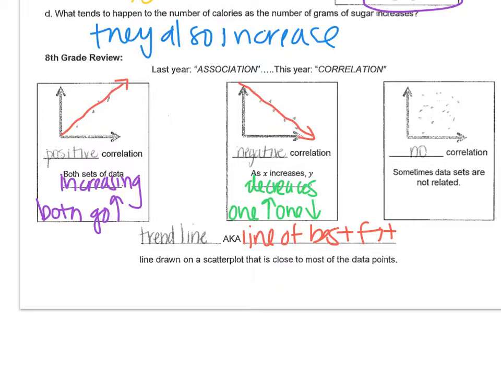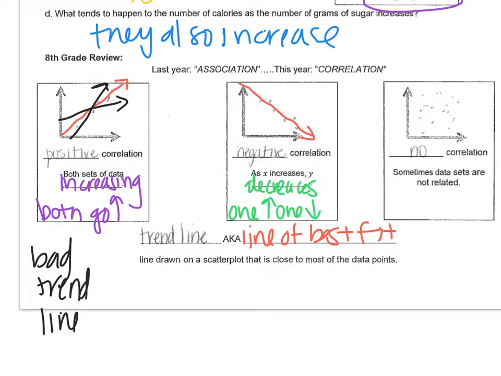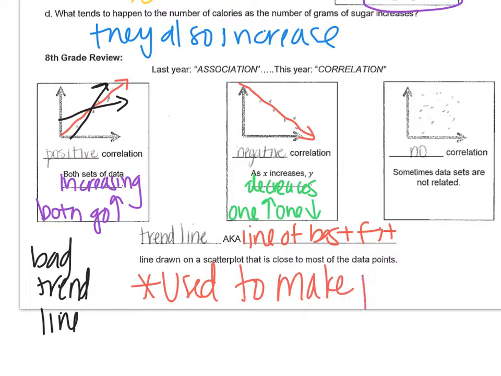So I've drawn my 2 trend lines here, both of them in pink. These are both good trend lines because they go through the middle. A bad trend line, I'm about to draw this. So I'm going to draw the bad one in black. You don't have to write this, but a bad trend line would look like this. Notice it doesn't really follow the data, or an example would be like that. Neither one of those follows the data, so they would not be good trend lines. It's important to note the reason we draw trend lines is that they are used to make predictions. Trend lines are used to make predictions.